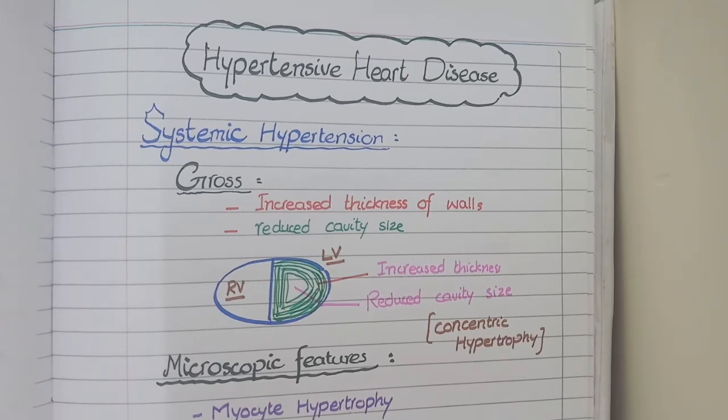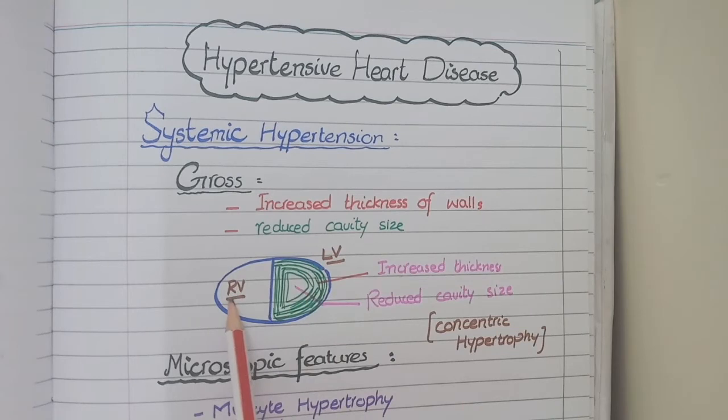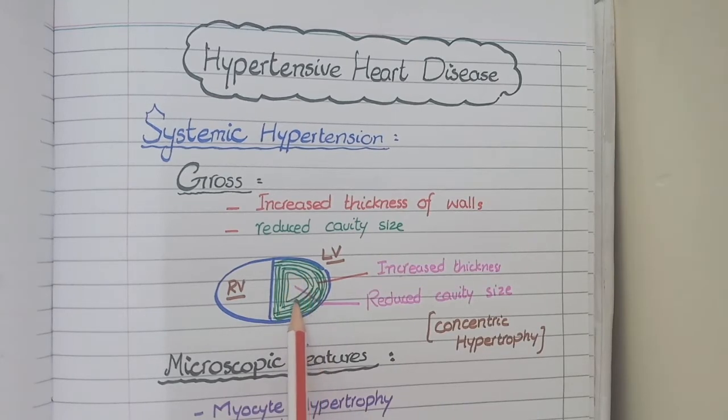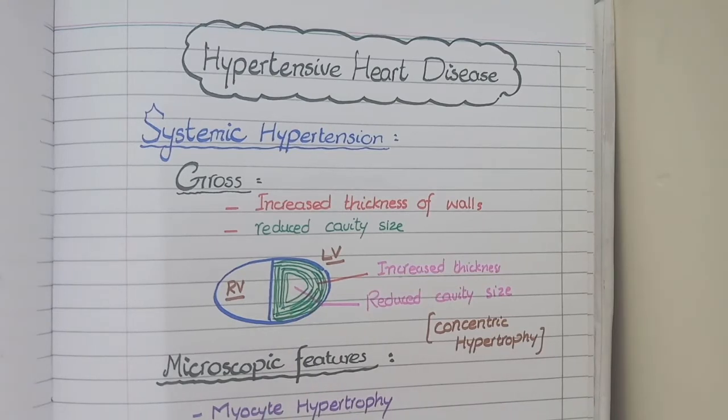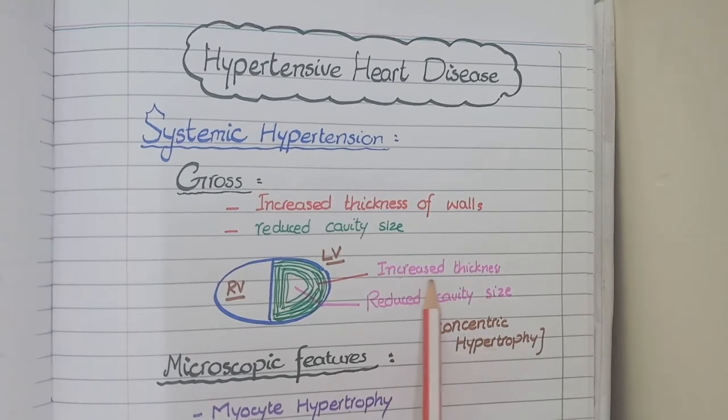You can see here in this diagram that this is the left ventricle and this is the right ventricle, and you can see that the walls of the left ventricle are thickened in the form of concentric inner circles, and this thickening happens towards the inner side, reducing the size of the cavity as well. Such a pattern of hypertrophy that occurs in the form of concentric inner circles is called concentric hypertrophy. And in concentric hypertrophy, not only are the walls of the left ventricle thickened, but you can see that there is a resultant decrease in the cavity size of the left ventricle.